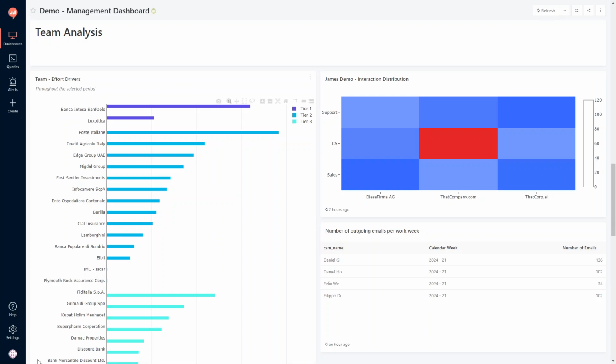In the screen that I'm demonstrating right now, you can see a number of analyses that we are doing as part of team analysis. One of them is essentially analyzing a number of emails that are being sent by team members. So here we have CSM names, calendar week, which is essentially a work week during which the CSMs were interacting with their customers, and the number of emails sent out by each of the CSMs.